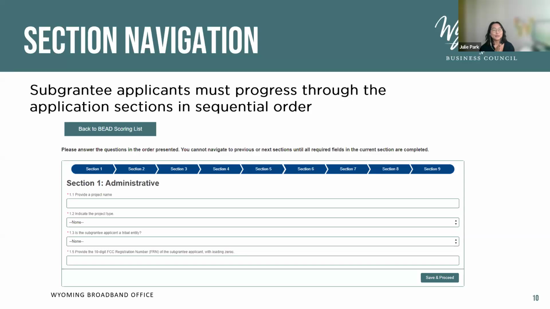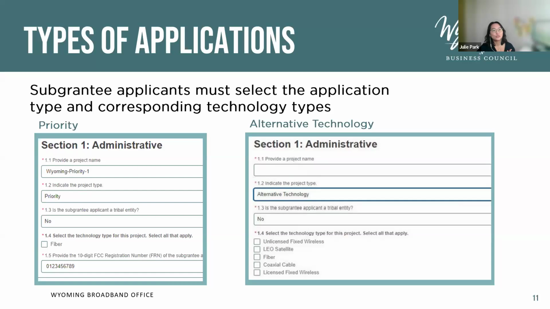The only section that I really recommend completing properly the first time would be section 1. And the reason for that is section 1 is the administrative portion where we're capturing the project name, the project type, and the technology. And these questions will impact the skip logic or the branching logic for subsequent questions. So if you are selecting a certain technology type like LEO satellite, you will see a certain set of questions later on in the application. Alternatively, if you were to only select fiber, your questions might be a bit different. So section 1 is very important to get right on the first time.